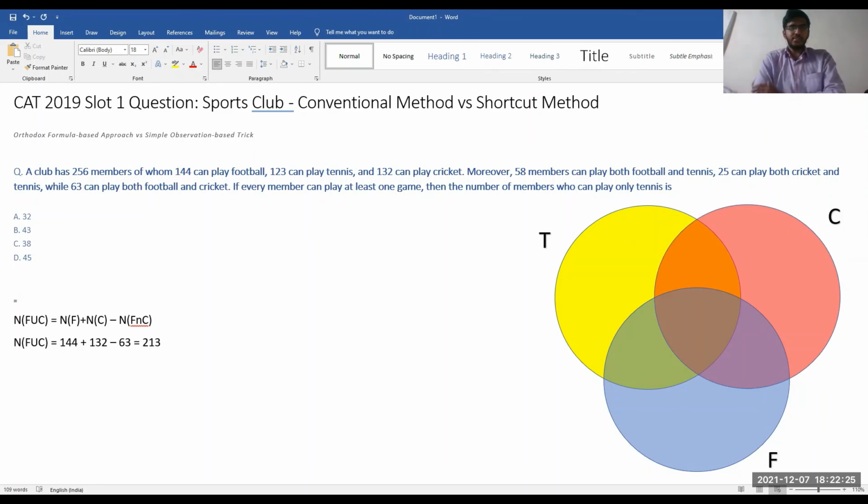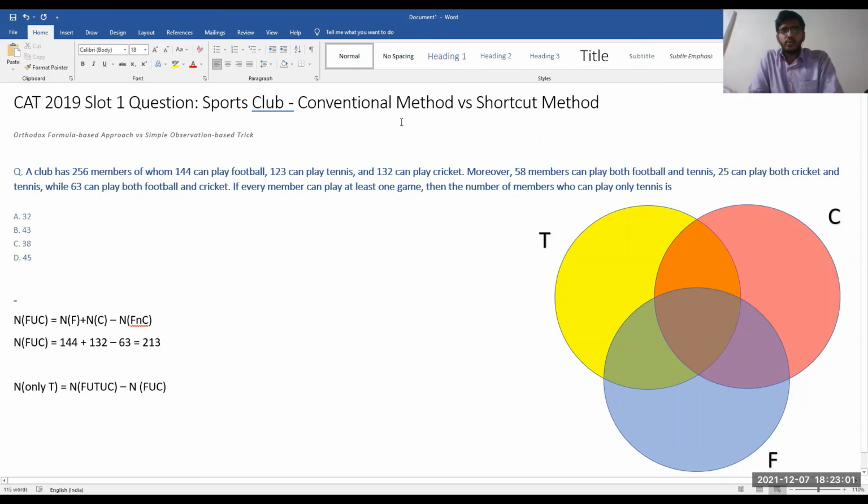Let's pause for a moment and see if this calculation is correct. 144 and 132, 270, 276. 276 minus 63, 76 minus 63 is 13, so we get 213. Now, in a single step, I needed to find n only T. n only T is nothing but n of F union T union C minus n of F union C. So I'm taking the entire three petal region and subtracting the dumbbell shaped region from it. So 256 minus 213, and we directly have the answer, 43.